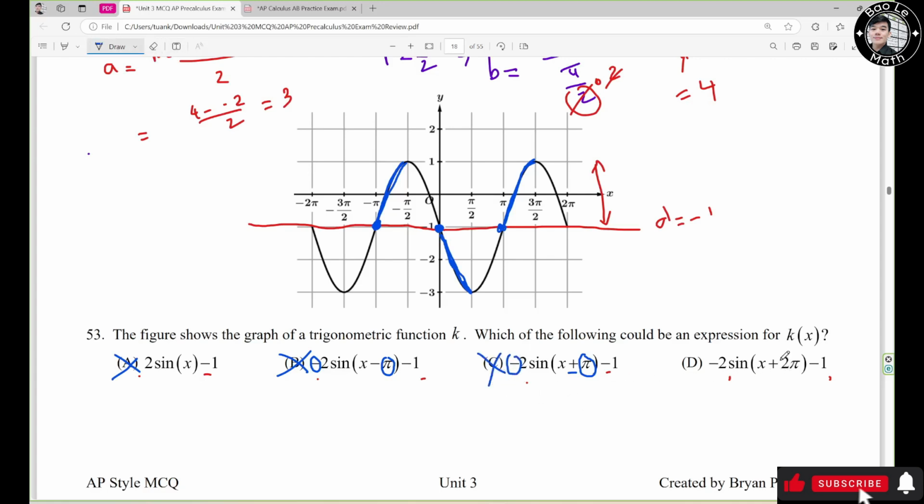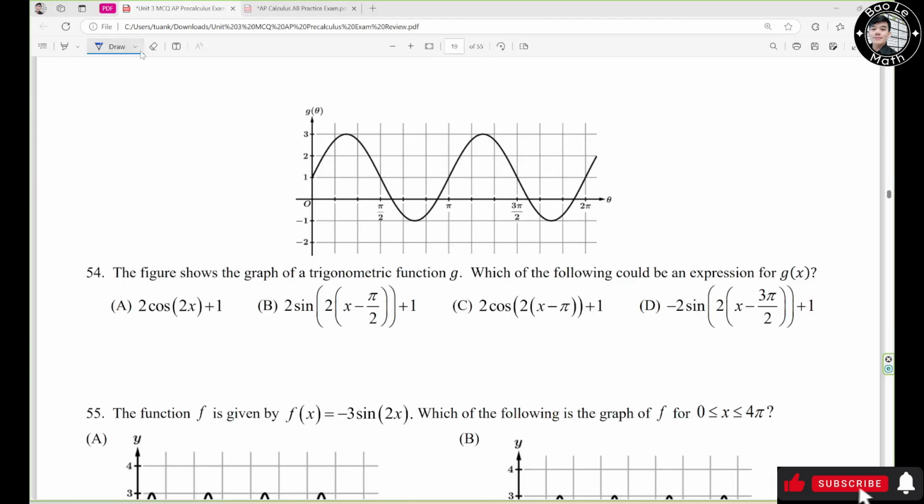Now the last one, you start from negative 2 pi, which means there is a phase shift 2 pi to the left, right? So it could be right here. So if you start right here, you need to go down first, right? So if you go down, you should have the negative sign in front of A, negative sign right here. So the answer D is correct.